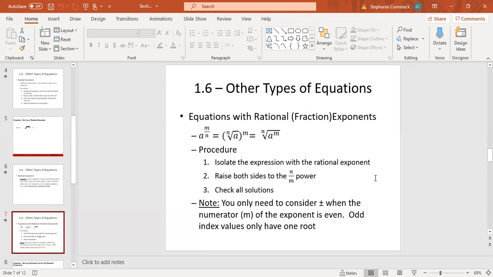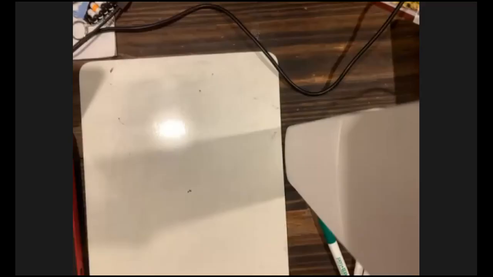Now, you do need to do the plus and minus option. If the root that you're taking when you go to actually find that answer is an even root, like a square root or a fourth root, then you need to go ahead and take the plus minus. If it's not, then you don't have to worry about that. Okay. So I'm going to show you a couple things first.